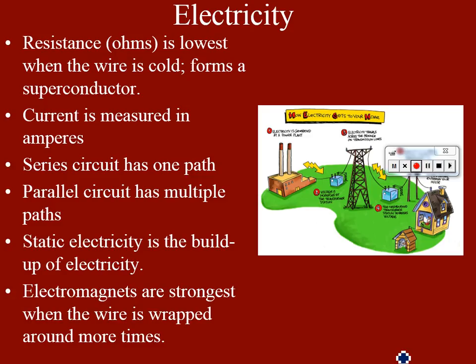Electricity. Resistance, which is measured in ohms, is lowest when the wire is cold. That means all the atoms inside the wire have gotten out of the way, they've bunched together, and now the electricity can flow through easily.